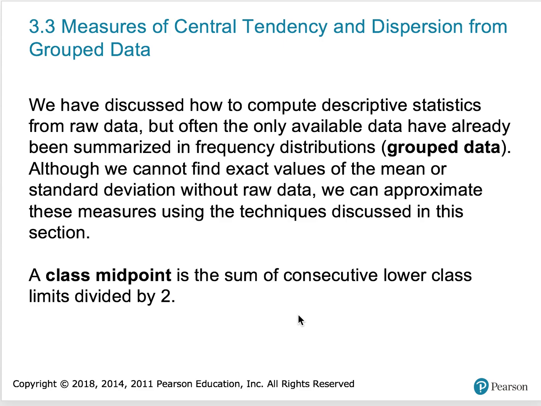And so then we're going to multiply the class midpoint by the frequency. This product will be close to the sum of the data that lie in the classes. I hope that makes sense. Then we're just going to repeat that for each class and add them all up. So we'll get an approximate sum of all the data. Okay, so a class midpoint is the sum of consecutive lower class limits divided by 2. Once again, most of this stuff is easiest if we just get into the example.